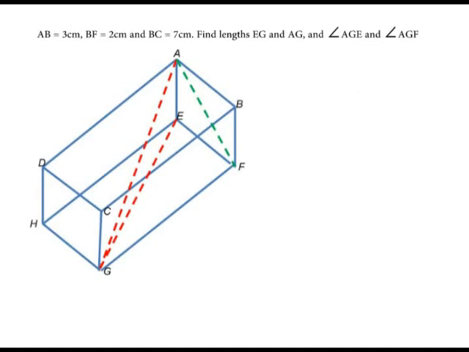We take an example. Now, in this cuboid, given the measurements, AB is 3 centimeters, BF is 2 centimeters, and BC is 7 centimeters, we want to find the lengths EG and AG, and also the angles AGE and AGF.